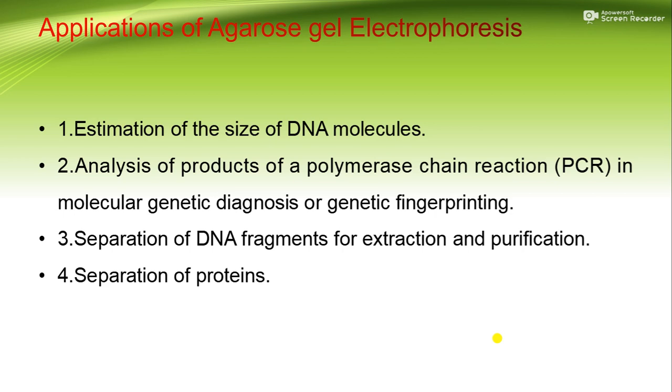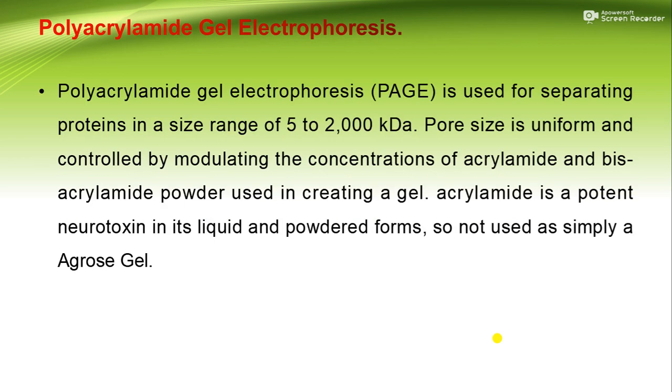4. Separation of proteins. Polyacrylamide gel electrophoresis. Polyacrylamide gel electrophoresis, PAGE, is used for separating proteins in a size range of 5 to 2000 kDa. Pore size is uniform and controlled by modulating the concentrations of acrylamide and bisacrylamide powder used in creating a gel. Acrylamide is a potent neurotoxin in its liquid and powdered forms, so it is not as simple to use as agarose gel.